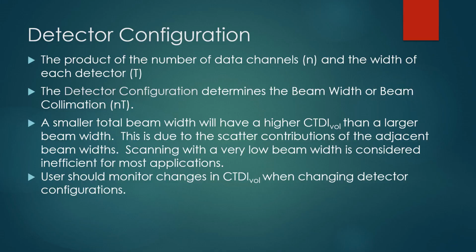Scanning with a very low beam is considered inefficient for most applications. On a 16-slice scanner with a detector width per channel of 1.25 millimeters, a collimation of 4 by 1.25 millimeters is generally less dose efficient than a collimation of 16 by 1.25 millimeters. Always monitor the resulting CTDI vol when changing the detector configuration.